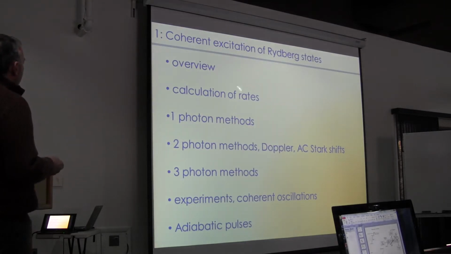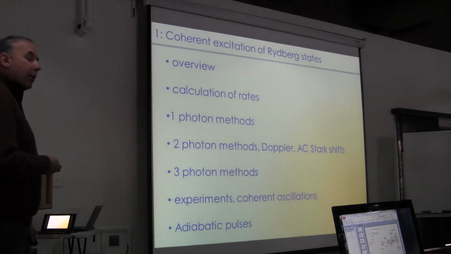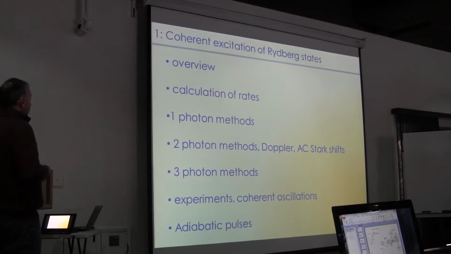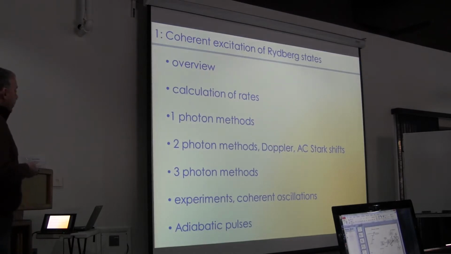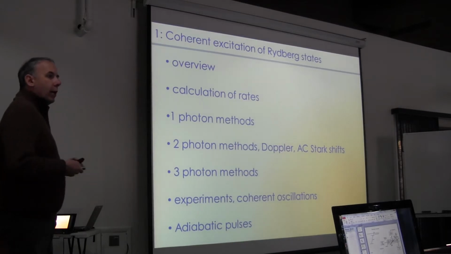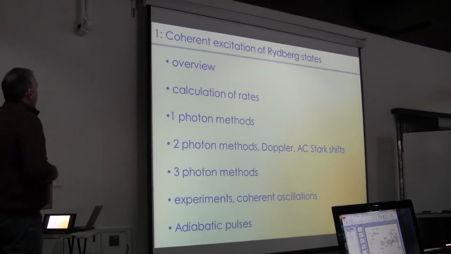I'll give you some overview of how you actually calculate these rates. If you're designing an experiment, you need to know how to calculate the rates of these Rydberg excitations. I'll go through some of the different methods that can be used, 1, 2, 3 photon. Show you some experiments with coherent oscillations between ground and Rydberg states, and also talk a bit about adiabatic pulses, ways of doing the excitation which are insensitive to uncertainties in the experiments.